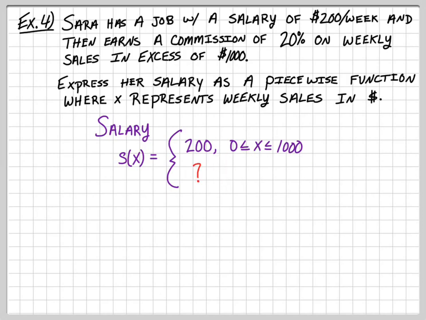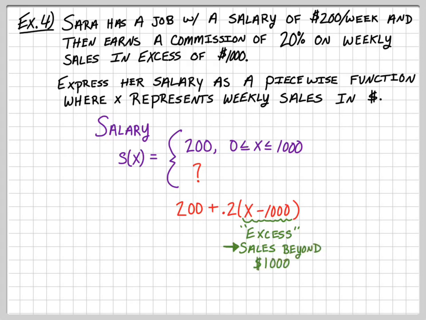But then what about the second piece here? So when she starts to earn 20% on her sales. Let's set up an equation for that. We know 200 plus 0.2 times x minus 1,000. So her $200, that's her base, plus she'll get 20% for everything she sells more than $1,000. So maybe this is kind of weird. x minus 1,000. Why do we write it like that? Well, that piece is actually just representing the excess. So the sales beyond $1,000. So $200 flat rate, plus she gets 20% of the sales beyond $1,000.